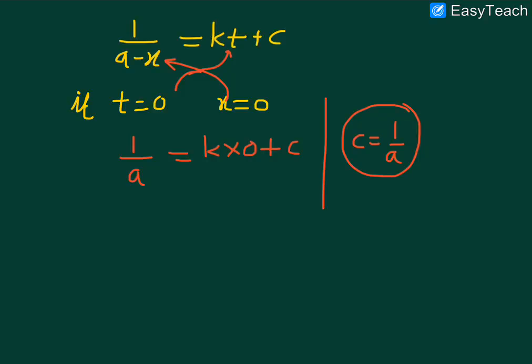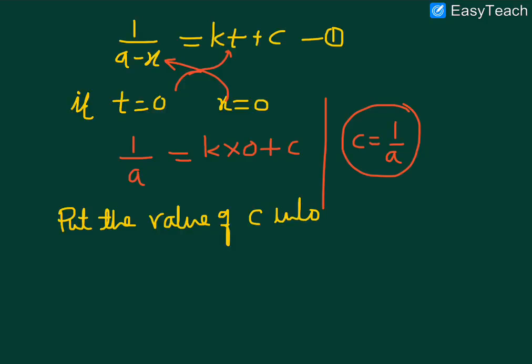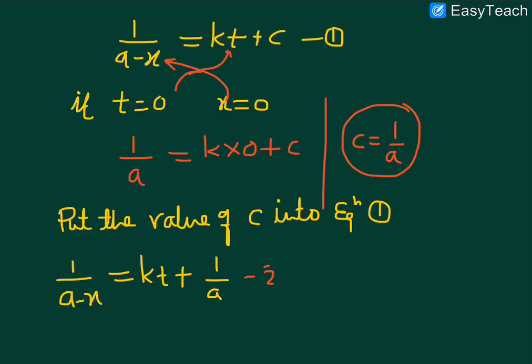Then put the value of c into equation number 1. So 1 upon a minus x is equal to kt plus 1 upon a. Okay, this is the equation number 2.